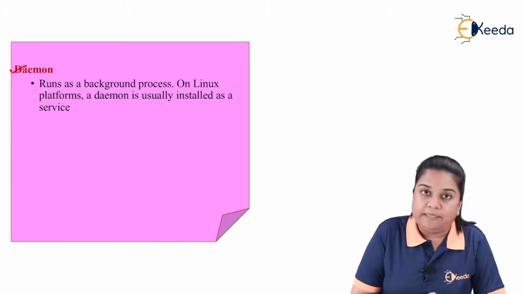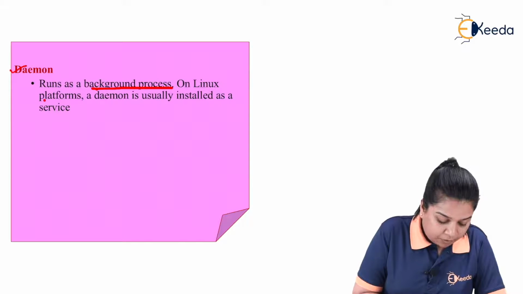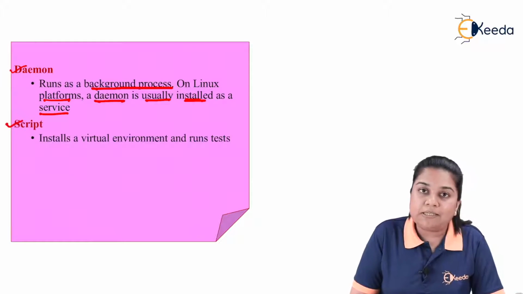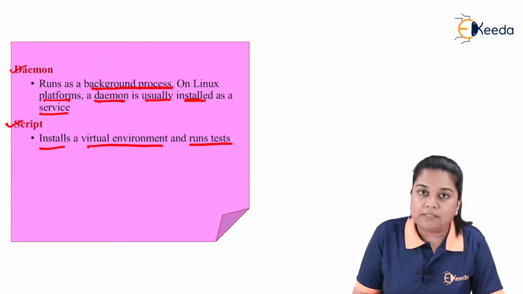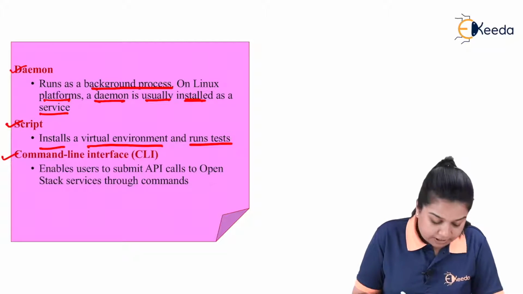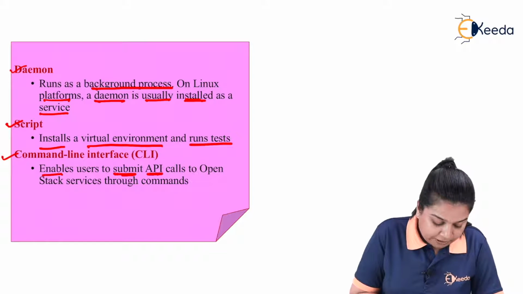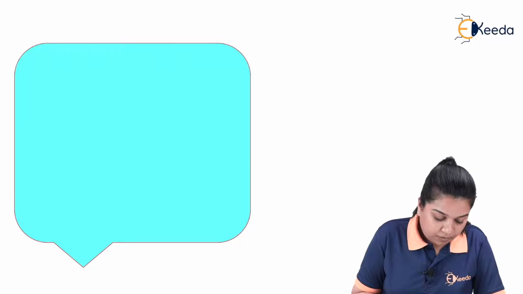First one is daemon. It runs as a background process on Linux platforms. A daemon is usually installed as a service. Then the second one is script, which installs a virtual environment and runs tests. Then another one is command line interface, which enables users to submit API calls to OpenStack services through commands.